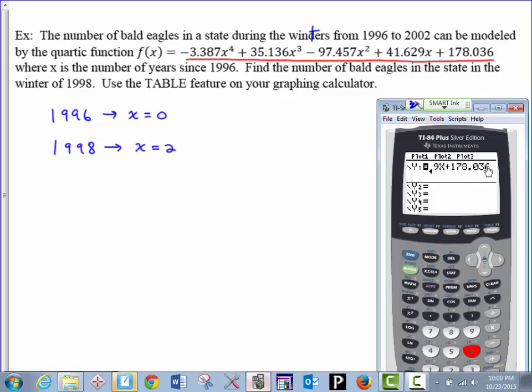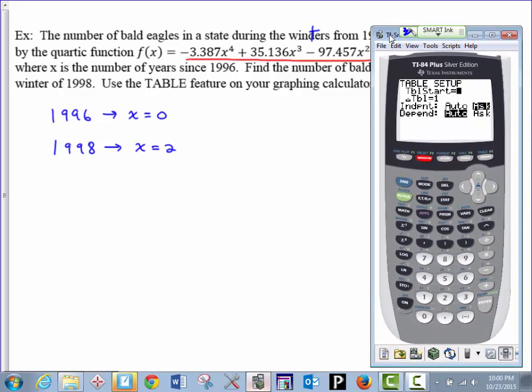Just enter that function in and then go to second, table set first, which is second window. And the thing we want to make sure of there is that the calculator is set up so that the independent is on ask. That allows us to plug in x values, which is what we want to do. We want to plug in x's too. So if your calculator is not set that way, just make sure to arrow over to ask, press enter, and then it will be set properly.